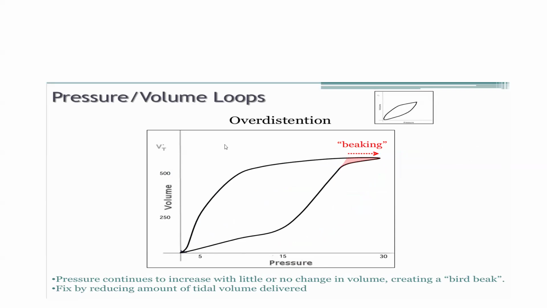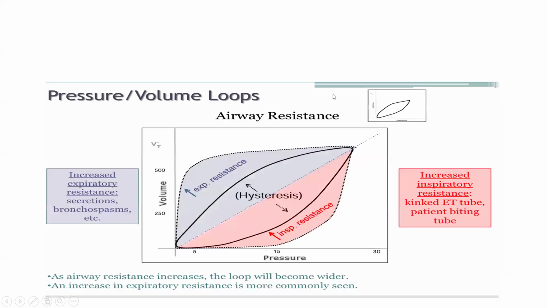Now again, this is the pressure volume curve. The pressure continues to increase with little or no change in the volume, creating a bird beak. It is fixed by reducing the amount of the total volume delivered.